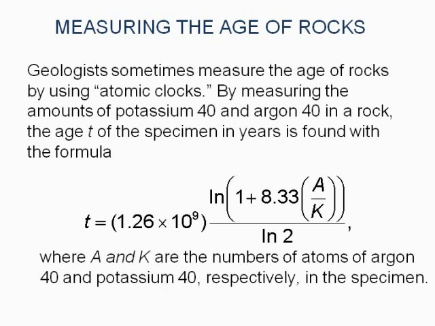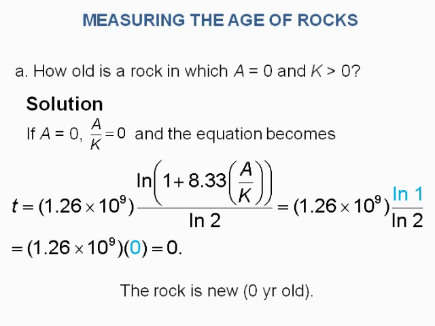And notice on the bottom there, it says where A and K are the numbers of atoms of argon, which would be A, and potassium, which on the periodic table of elements is K, and you might see that even on your vitamins, respectively, in the specimen.